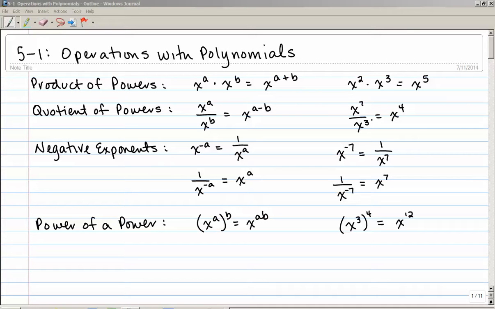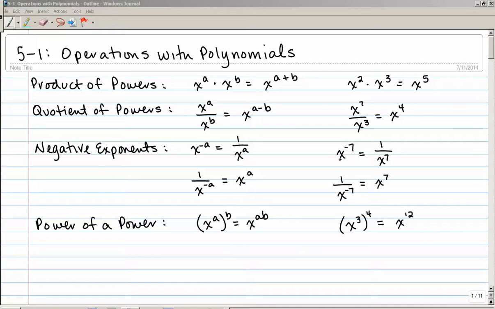Negative exponents. We're not allowed to have negative exponents. So in order to make a negative exponent positive, it needs to cross over the fraction bar. So x to the power of negative a is 1 over x to the power of positive a. If your negative a is in the denominator, you can move it to the top and make it positive. So 1 over x to the negative a is equal to x to the positive a.